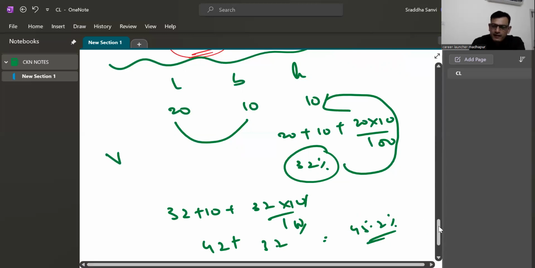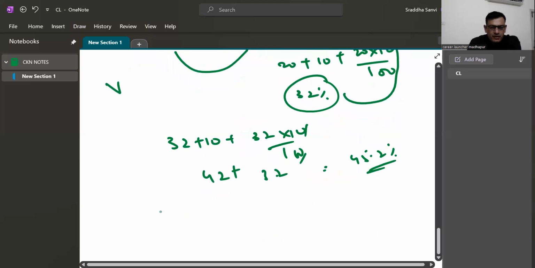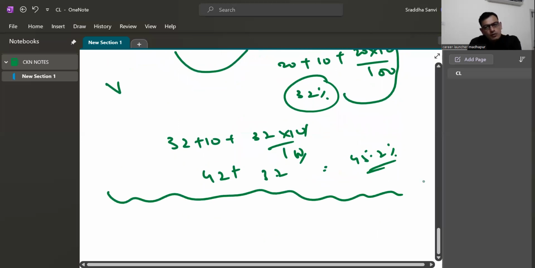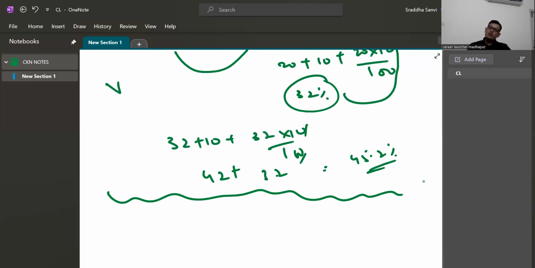But if you look at the way we are solving the problem, there's no innovation, there is no logic. My friends, please understand, there's no innovation here, there's no logic here. Why? For a simple reason, we just learned some formula called A plus B plus AB by 100, A minus B minus AB by 100, or minus A minus B plus AB by 100.